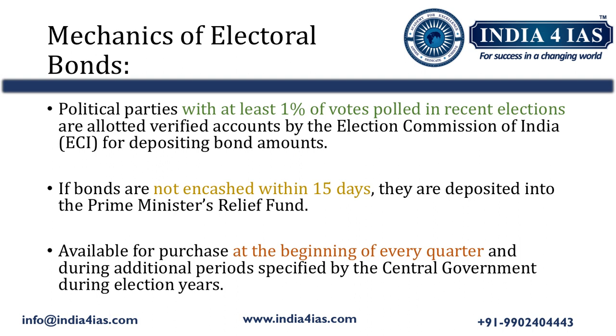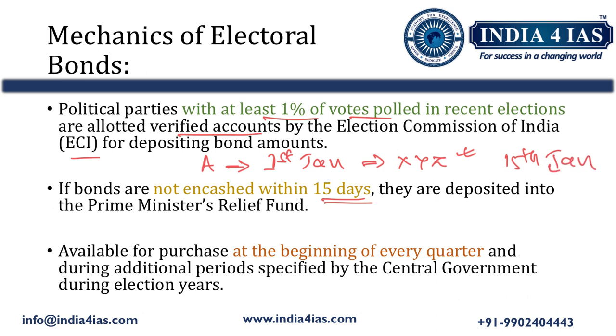Coming to the mechanism of working of electoral bonds, all political parties are not entitled to the electoral bonds. Only those political parties which secured at least 1% of the votes polled in the recent elections are allotted verified accounts by the Election Commission of India for depositing the bond amounts in their respective accounts. After the purchase of electoral bonds, the political party should encash the bonds within 15 days of the purchase. For example, if a person A purchases electoral bonds on 1st Jan and donates the electoral bonds to XYZ political party, this political party should encash the bonds by 15th of Jan.